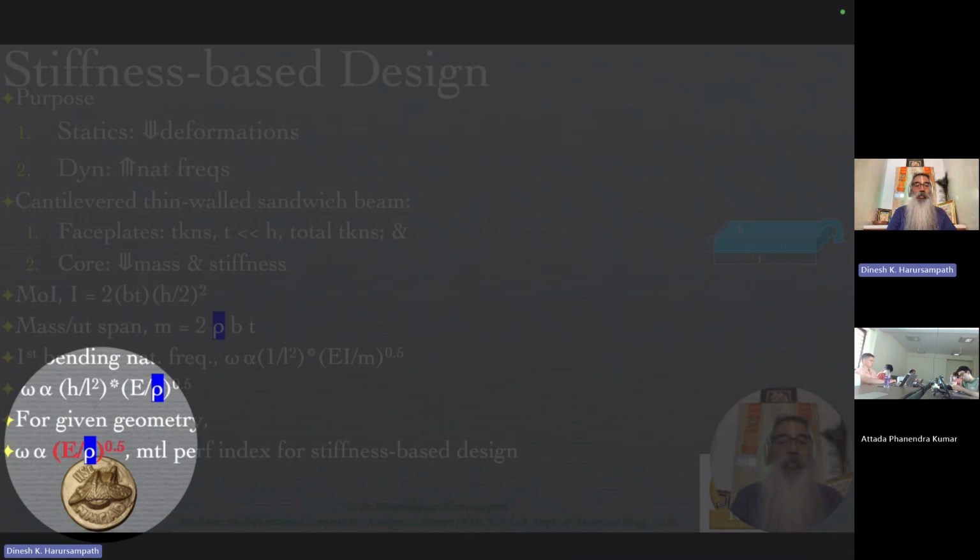Okay, so is this clear in terms of extracting this particular criteria over here, E by rho power half for the material? Yeah, it makes sense. Okay, thank you.